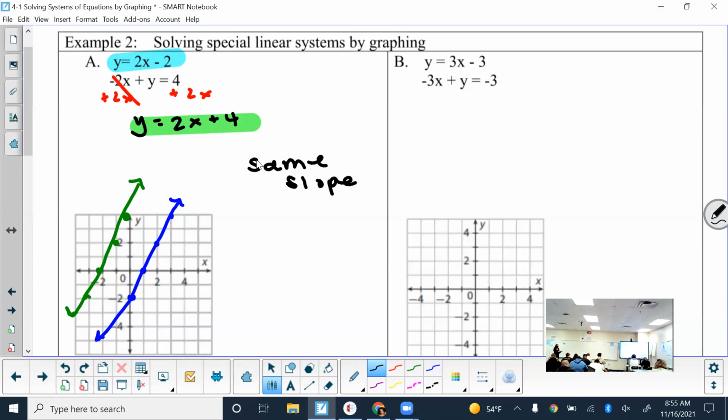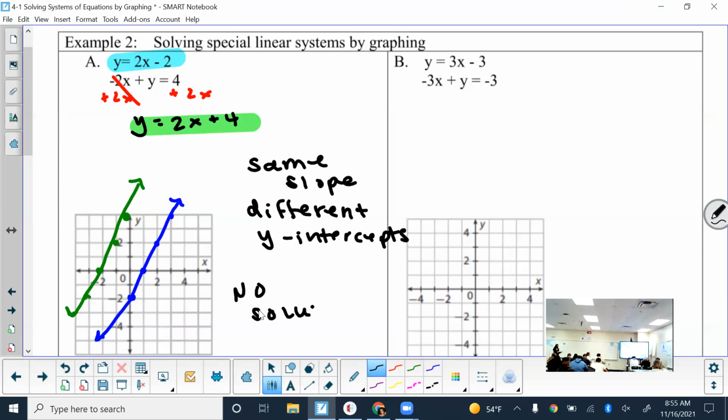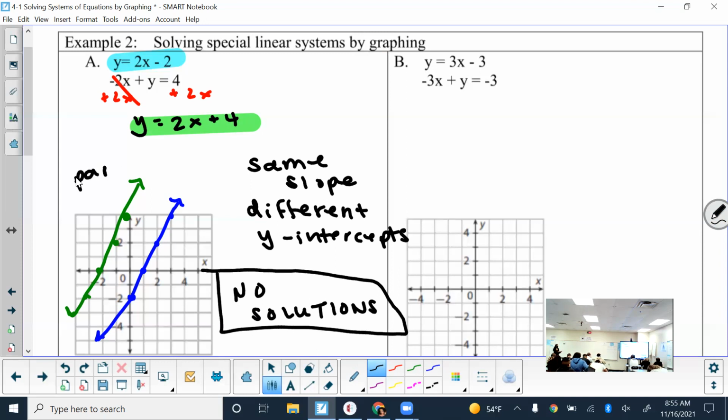If they have the same slope and different y-intercepts, then how many solutions does it have? No solution, or 0. Yes, so 0 solutions, no solutions, because again, these are parallel lines. They have the same slope, but different y-intercepts. Questions?